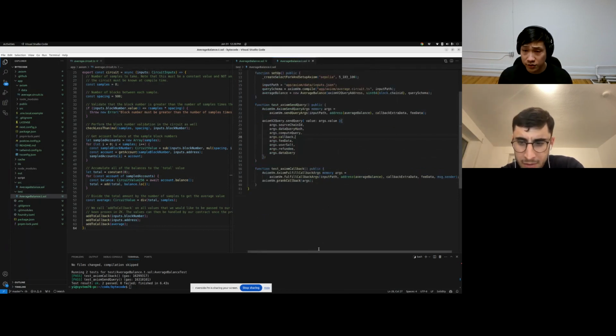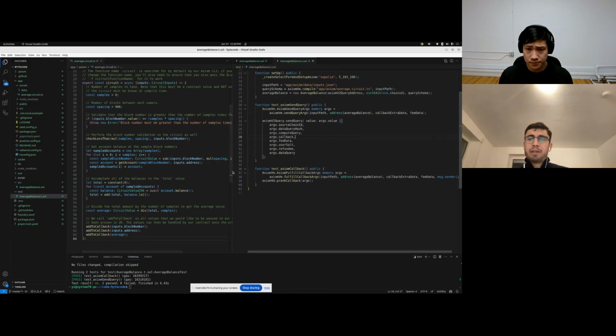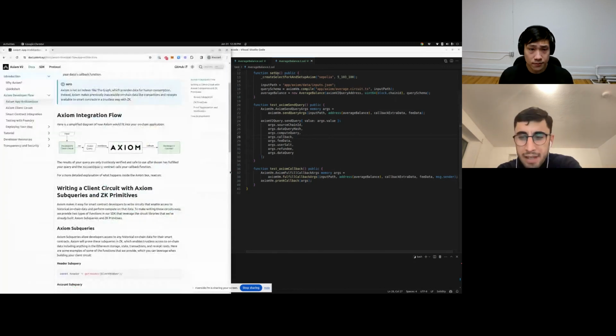So basically, these two cheat codes allow you to test your Axiom circuit in a similar way to testing a standard smart contract integration. Okay, could you maybe go back to the diagram and explain that one more time, because I think that's super important to understand the integration flow.